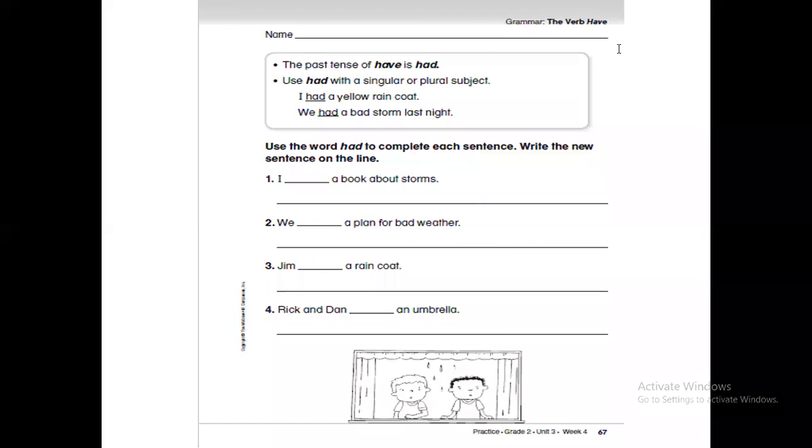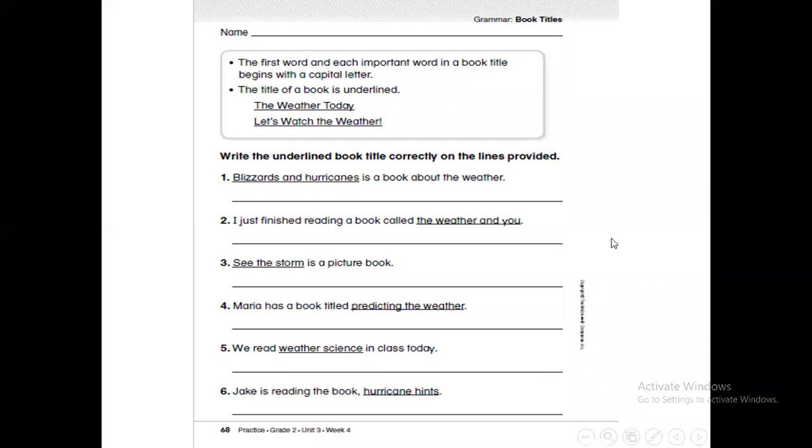Now let's turn our page. Open page number 68. The first word and each important word in the book title begins with a capital letter. The title of the book is underlined. Look here: The Weather Today. We didn't capitalize the because it's not an important word, it's a small word. It's an article. We capitalize W in the word weather.